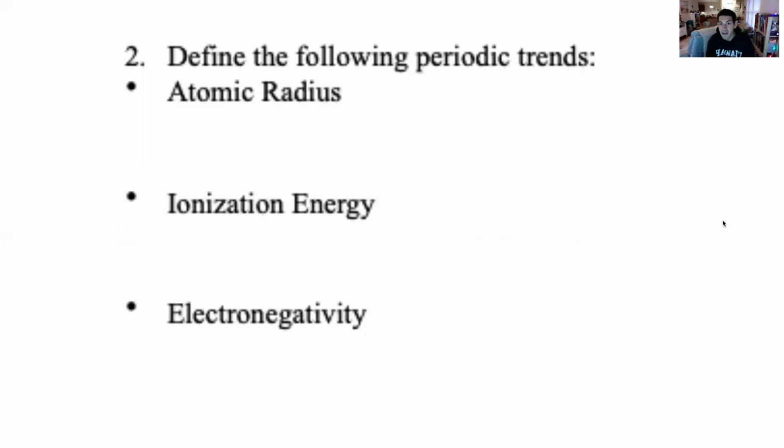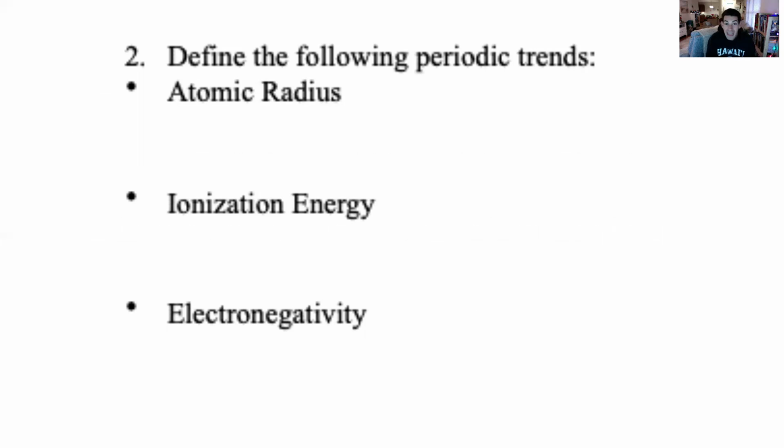All right, define the following periodic trends. Atomic radius, that's just size, right? The atom basically takes on a sphere shape. The radius is from the middle nucleus to the outer electron. So it tells us the size. If the outer electron is further away, it is a bigger sphere, it is a bigger atom. So again, atomic radius, size.